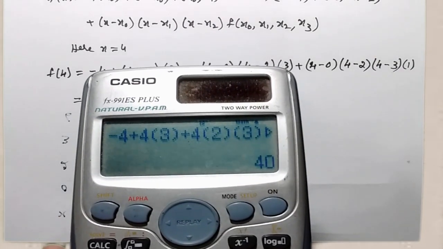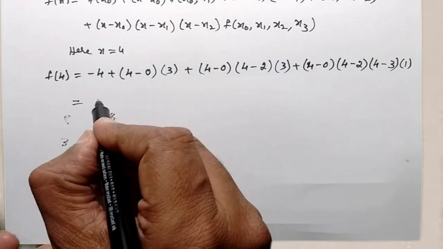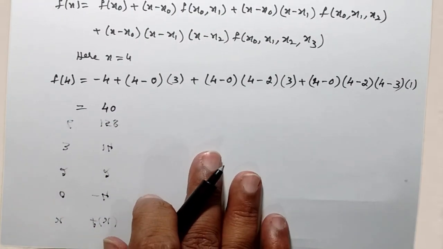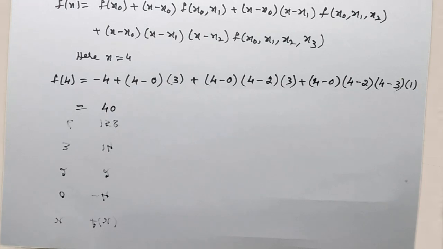You're getting the value 40. So your solution will be 40. So you got the f of 4 value equal to 40. So that's the required solution.